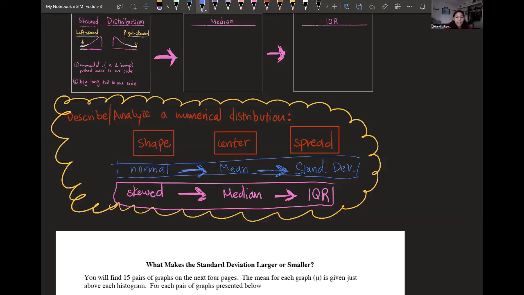And the median and the IQR, they weren't covered today, but they're going to be covered tomorrow. Just start associating skewed with median and IQR, and normal with mean and standard deviation.